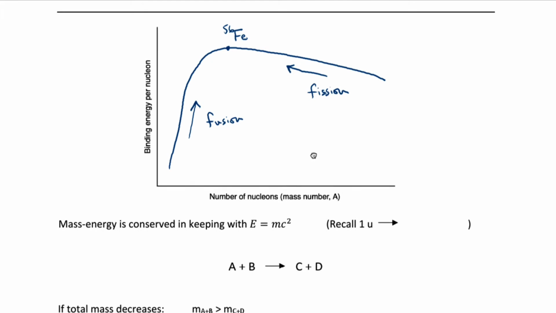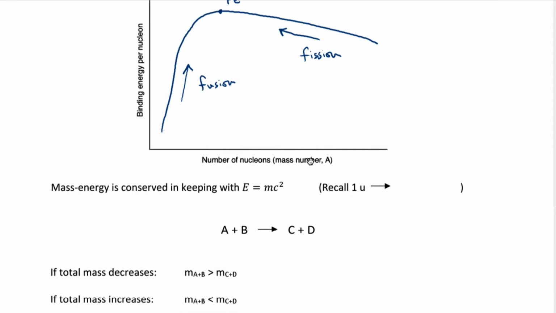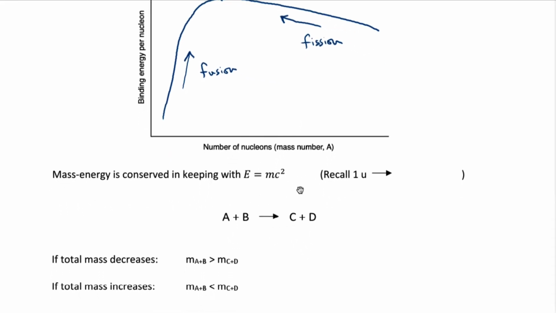Now also remember that mass energy is conserved in keeping with Einstein's famous equation, E is equal to mc squared. And we saw in an earlier lesson that one atomic mass unit, when converted into energy, releases 931.5 mega electron volts. And we did that by converting atomic mass units into kilograms, then putting it through this equation, getting out joules as energy, and then converting joules to mega electron volts. But if we use this, we can now skip that whole process because we've already done it. It's already been put through the E equals mc squared equation, so we can use this directly.